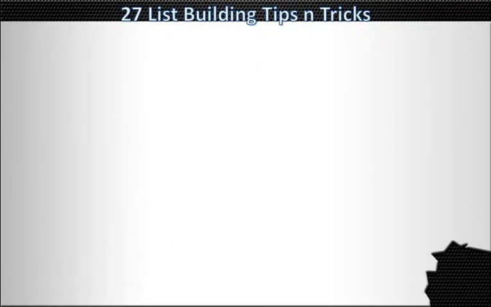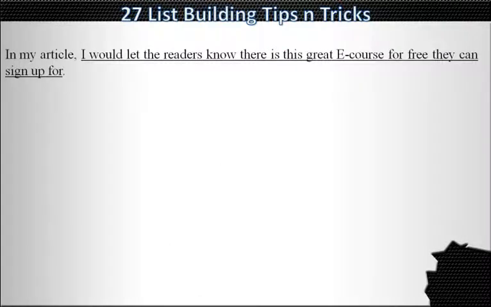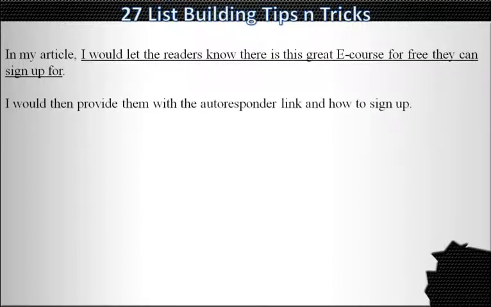So in my article while I'm writing it, I would let the readers know there is this great e-course for free they can sign up for. I wouldn't mention it was mine. I would just weave it into my article, and it looks like I'm providing them with a great free resource. I would then provide them with the autoresponder link and how to sign up.